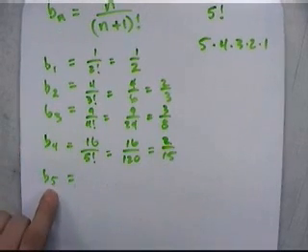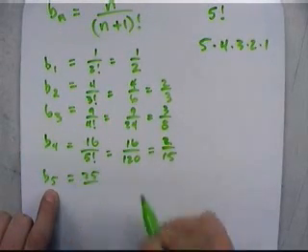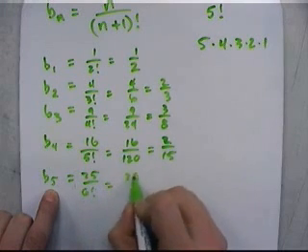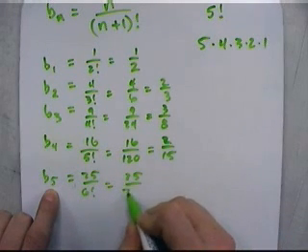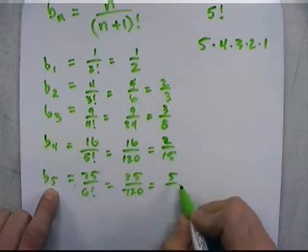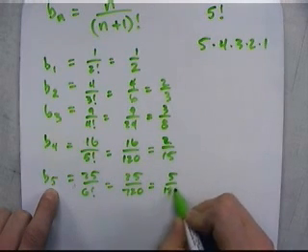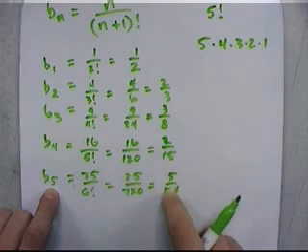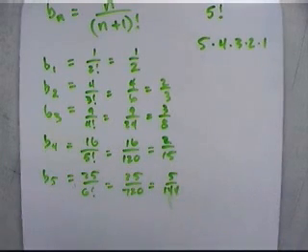Okay, b sub 5. We're going to get 25, and then divided by 6 factorial. And so 25 over 720. I think that's right. And then 25 over 720, well, at least 5 goes in there. So 5 over 144. Okay, so 5 over 144.